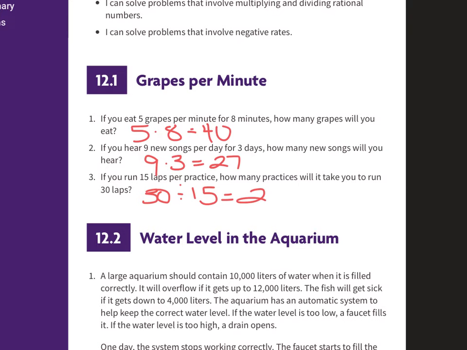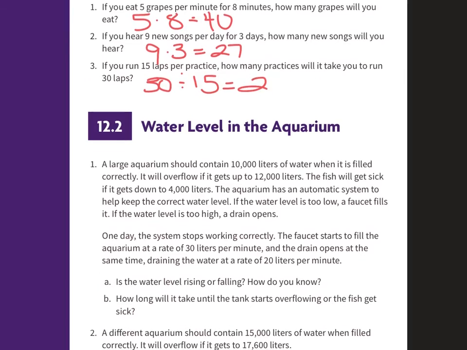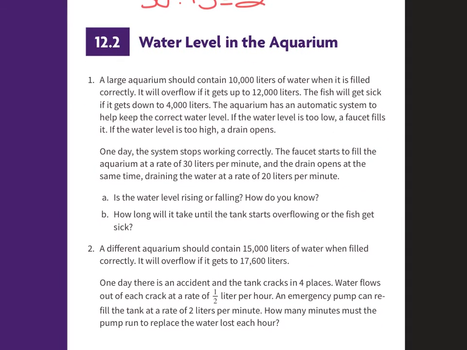All right? Number 12.2, water level in the aquarium. A large aquarium should contain 10,000 liters of water when it's filled correctly. It will overflow if it gets up to 12,000 liters. The fish will get sick if it gets down to 4,000 liters. The aquarium has an automatic system to help keep that correct water level. If the water level is too low, a faucet fills it. If the water level is too high, a drain opens. One day, the system stops working correctly.